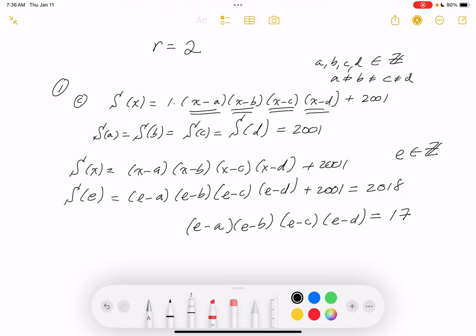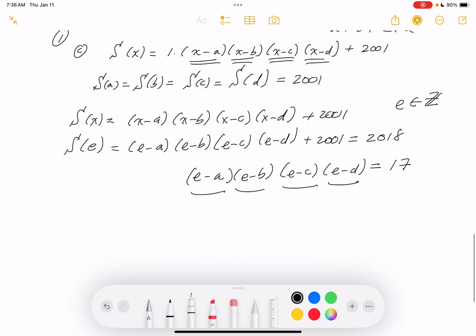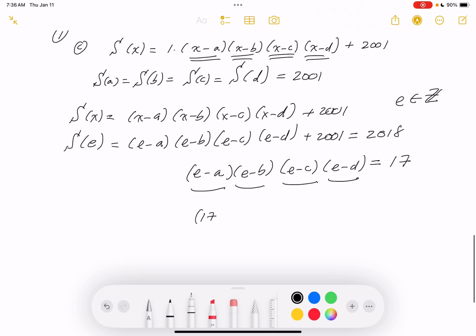Yes, 17. All right? So I'm looking at 17, and I want to write down, because 2001 minus 2018 is 17, that these have to be integer factors. Integer, integer, integer, integer. So the question is, what would it have to be? Well, there'd have to be a 17 somewhere, because that's the only way to get 17. There'd be a 1, and a 1, and that would equal 17.